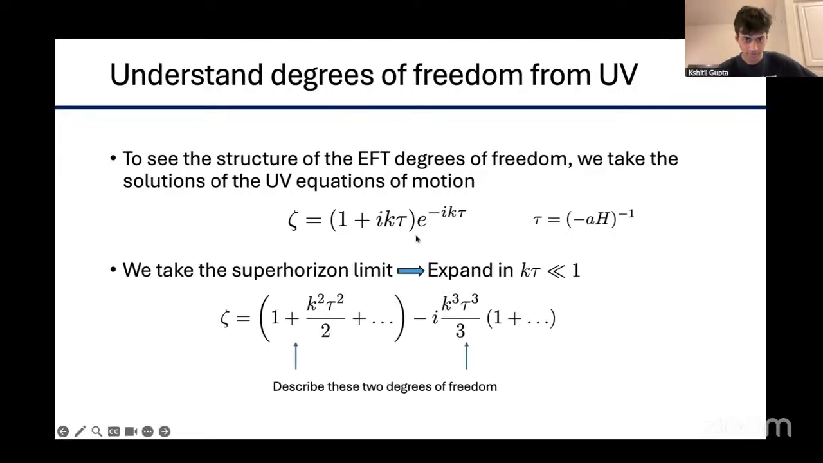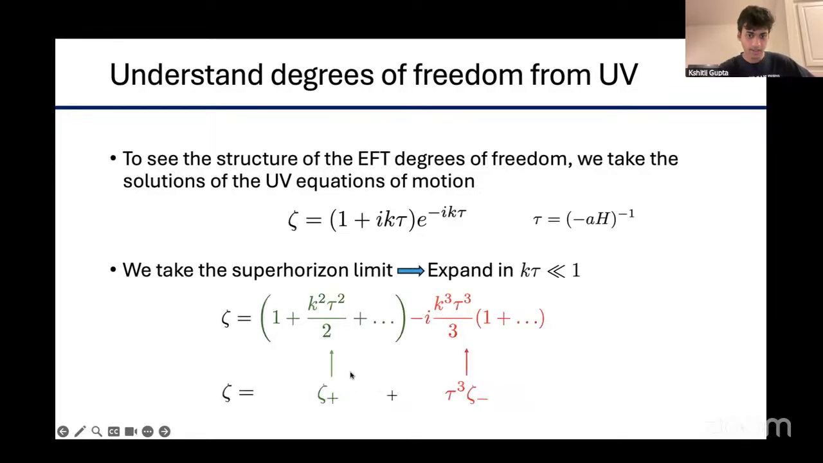And you can just take the k tau much less than one limit, again, which is the super horizon limit. And you will again have two degrees of freedom, one which is real and one which is completely imaginary. You'll call these zeta plus, which is the leading order constant, and zeta minus, which goes as tau cubed. So this is the growing mode and this is the decaying mode.